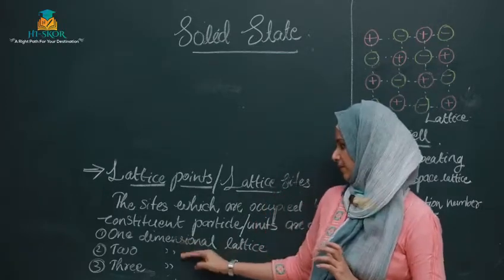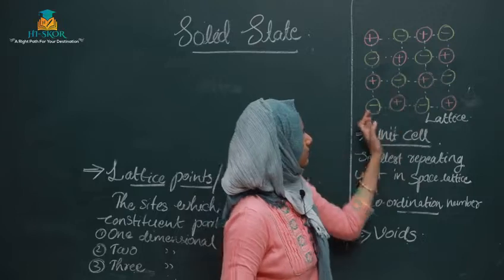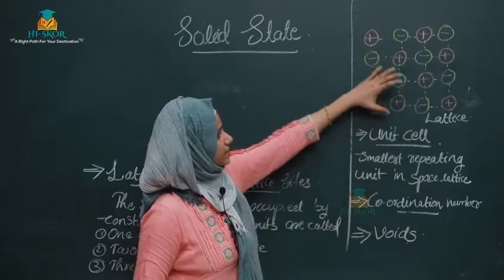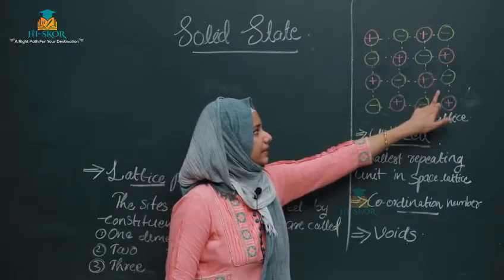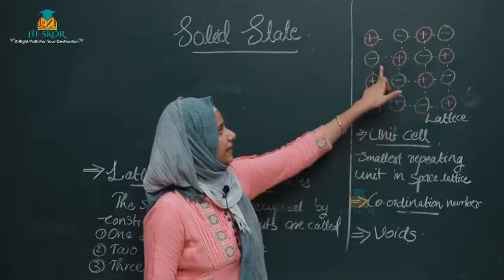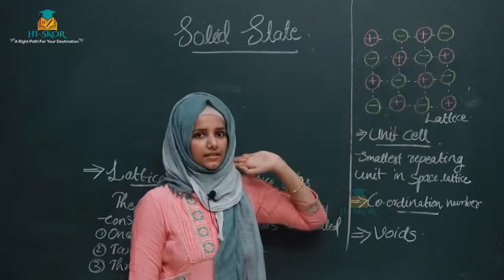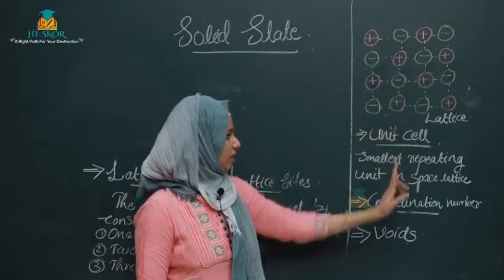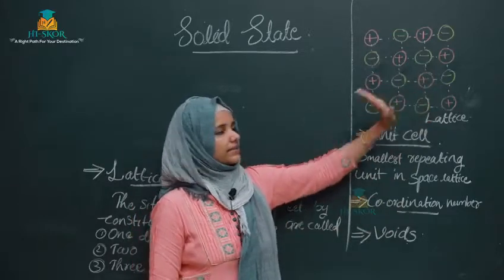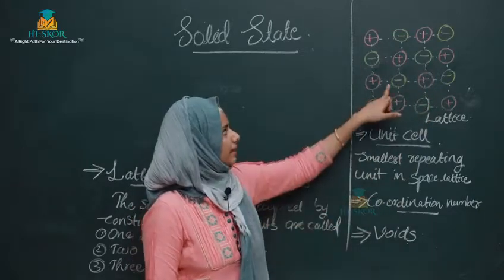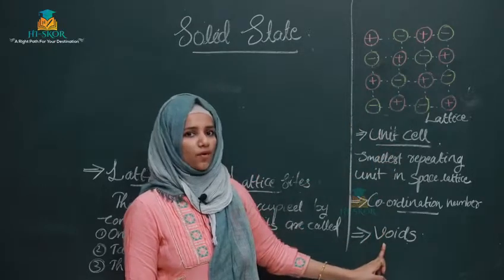Now consider the structure. The entire structural framework is the space lattice, and here you can see vacant spaces present in between these particles. These vacant spaces are called voids. A number of vacant spaces are present in between the packing, and that is called voids.